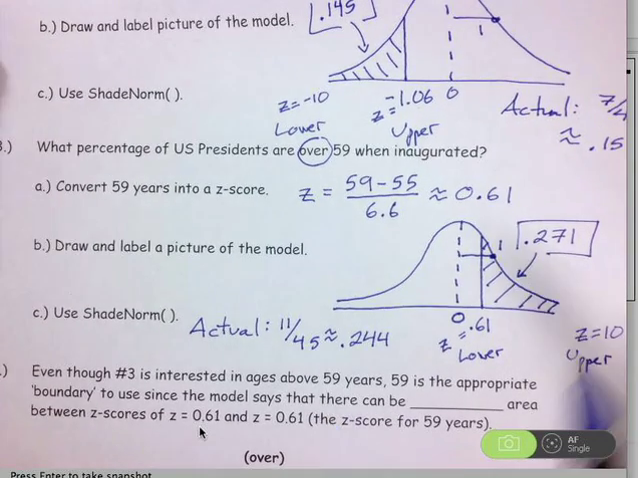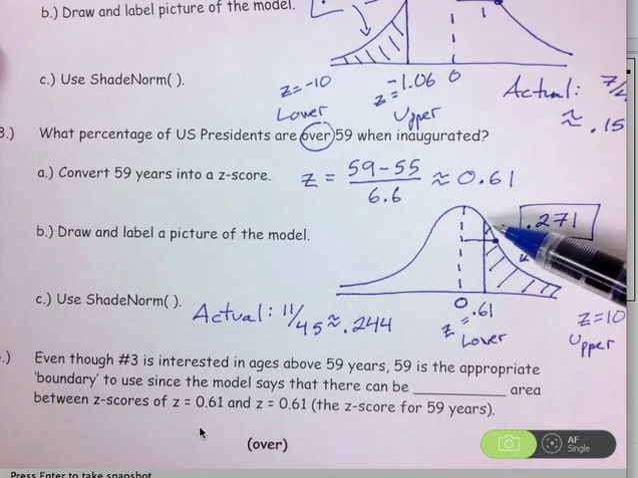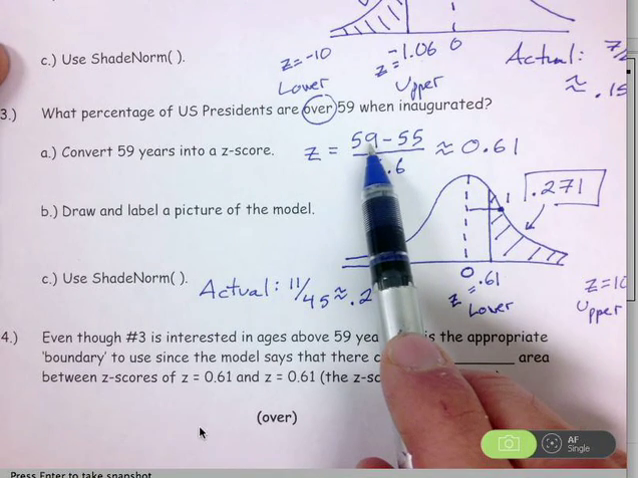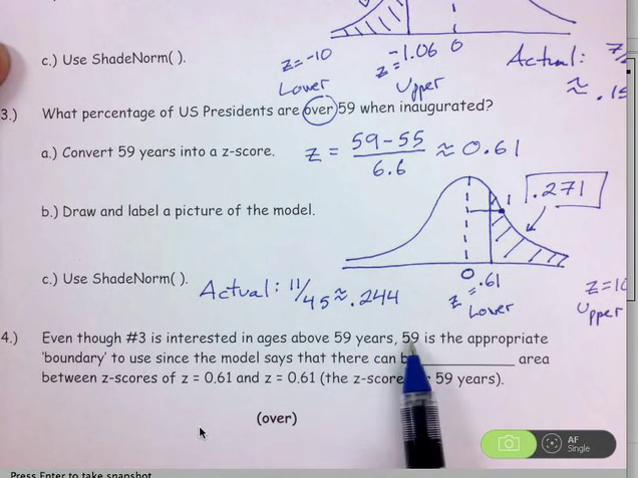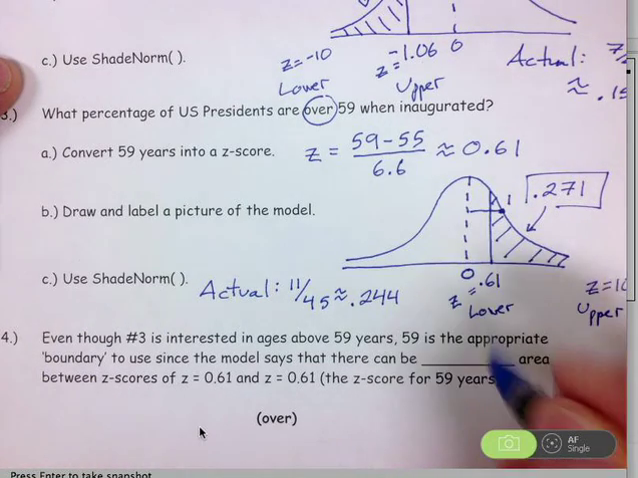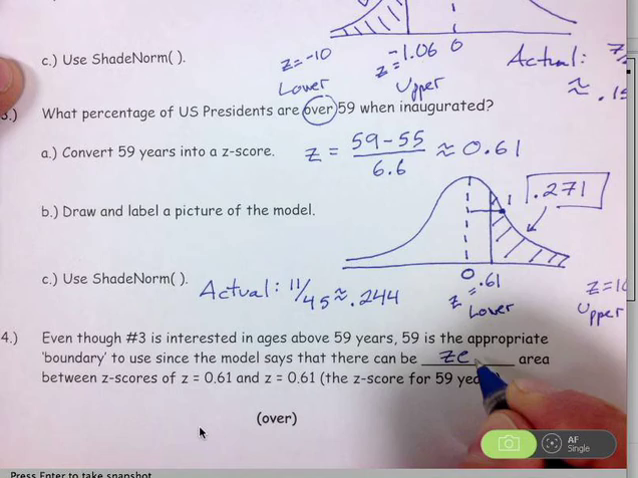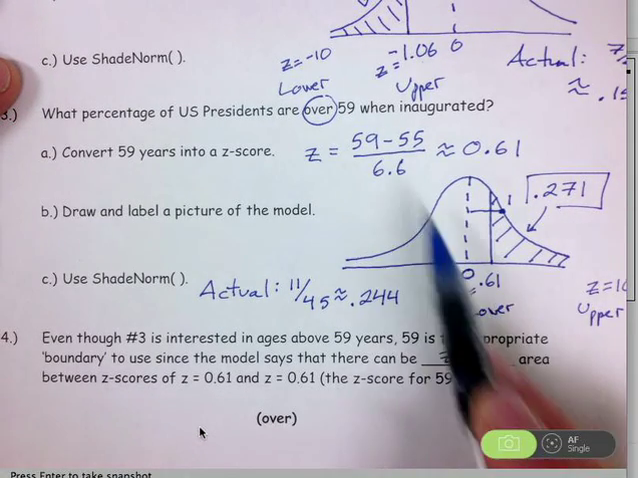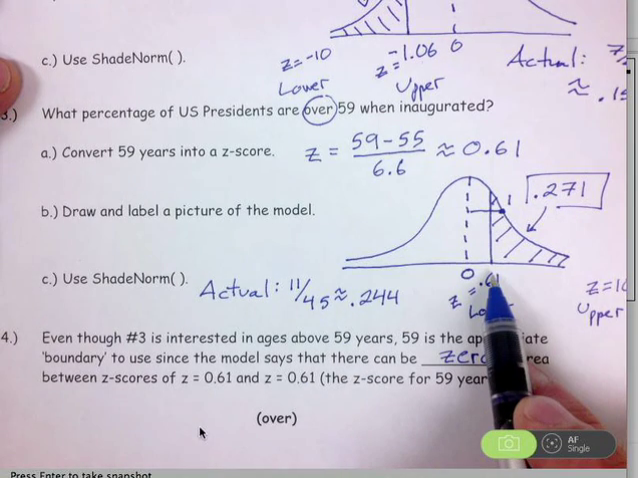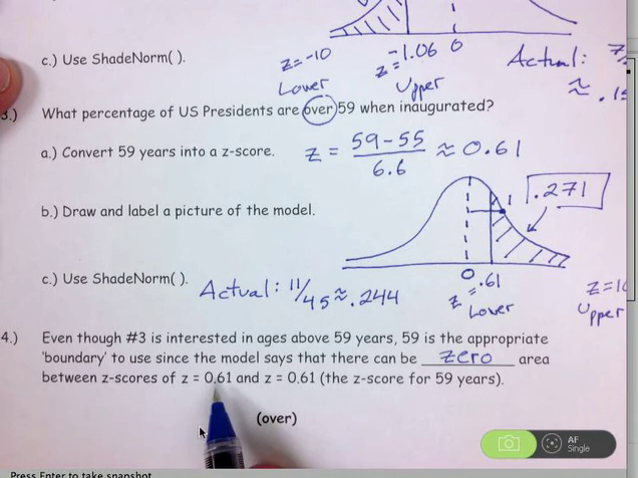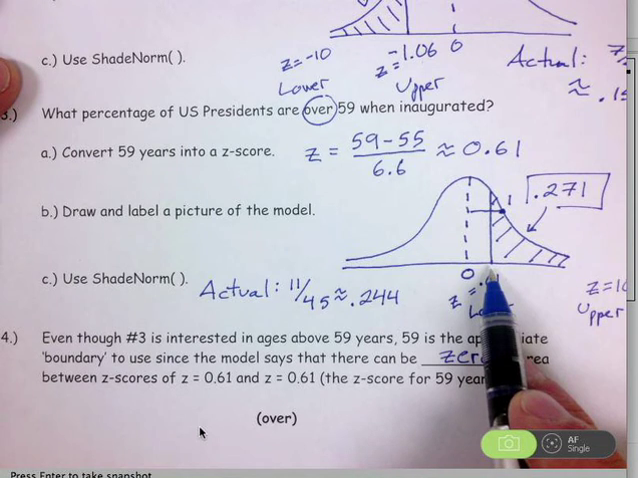The reason to think about that: you can think about this in terms of area. In number 3, leave 59 as your boundary, because the model says that there can be 0 area between z-scores of 0.61 and 0.61. Understand the z-score for 59 is 0.61. So how likely is it that a president is between 59 and 59 years of age? Well, there is no area between a z-score of 0.61 and 0.61. There's nowhere to shade. There's no area.